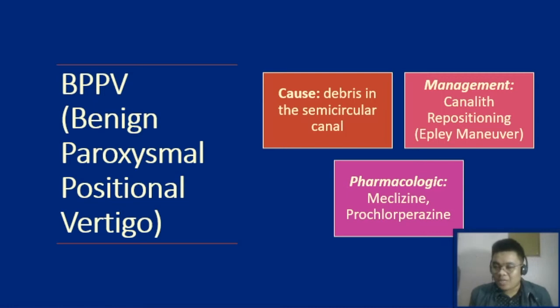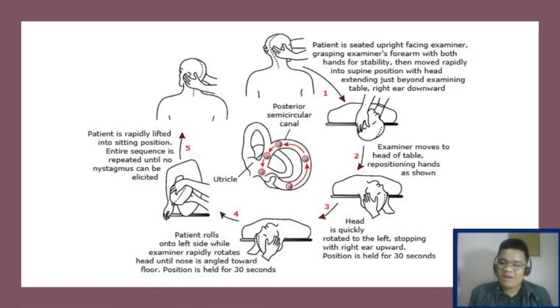Okay, we'll talk about your Epley maneuver. So class, this is how your Epley maneuver is being done. First, the patient is seated facing the examiner, and then the hands are stable, supposedly, if you're the examiner, and then you would move the patient rapidly to supine position with the head extending, in this manner. The head should be extending a little bit. Now, the examiner would move to the head of the table and then reposition hands as shown. And then the head is quickly rotated to the other side, in this case to the left, stopping with the right ear upward, and the position is held for about 30 seconds.